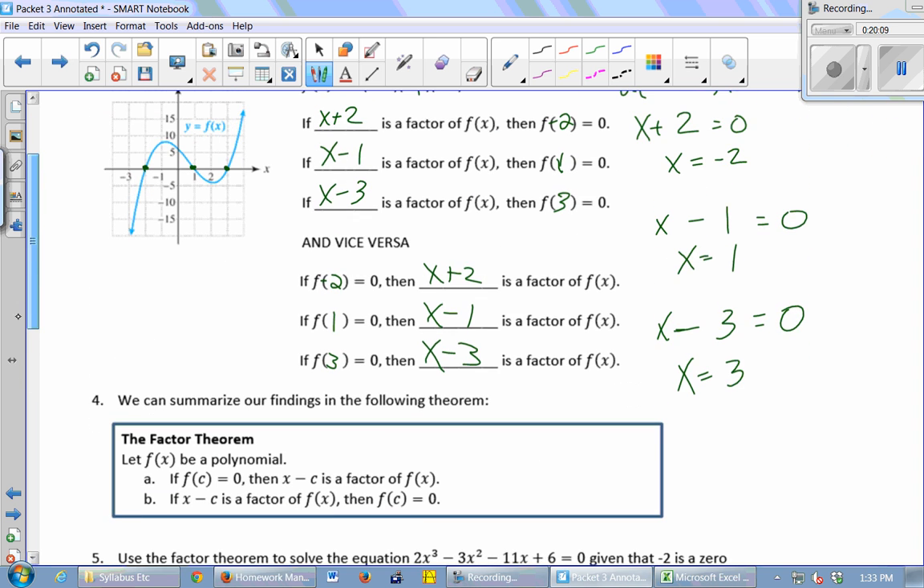So the summary of our findings here is that if f of x is a polynomial, if you know a 0, then you know an associated factor. If you know a factor, then you know an associated 0, right? If you know c is a 0, because f of c equals 0, then you know x minus c is a factor. If you know x minus c is a factor, then you know f of c equals 0. You know one thing, you know two things automatically.